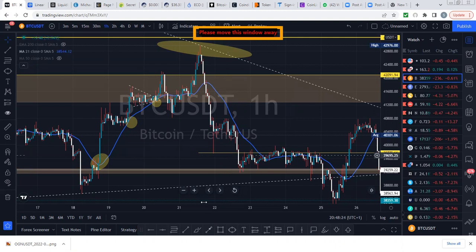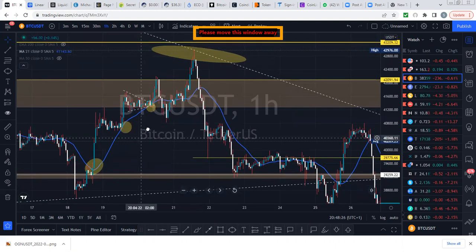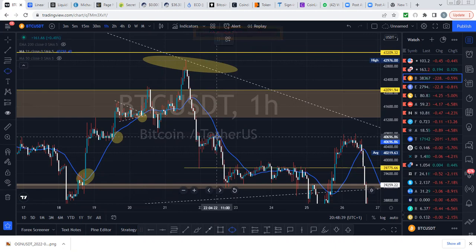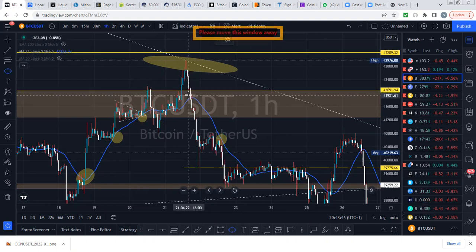So right now you can see that price is no longer above the moving average. It's now below the moving average. Now this is an entry. This candle is still an entry. This is an entry.